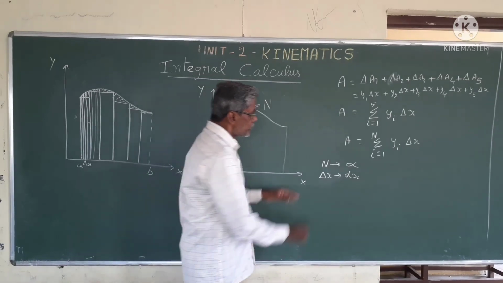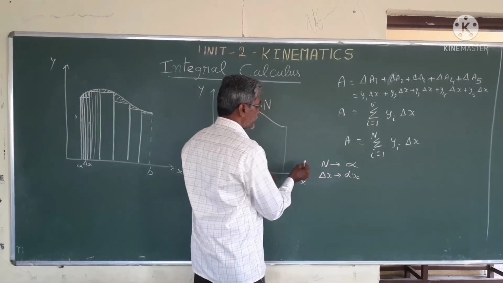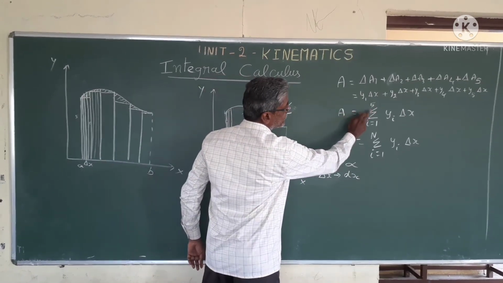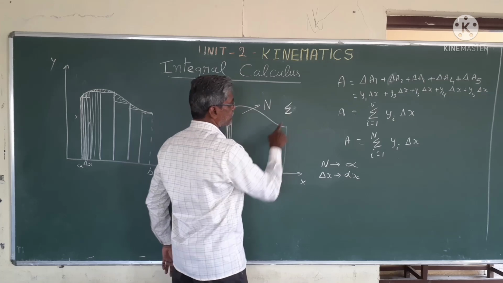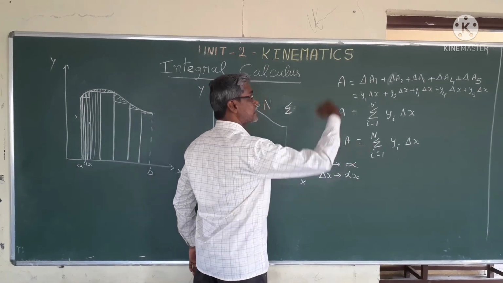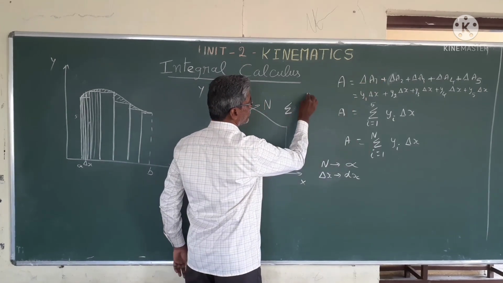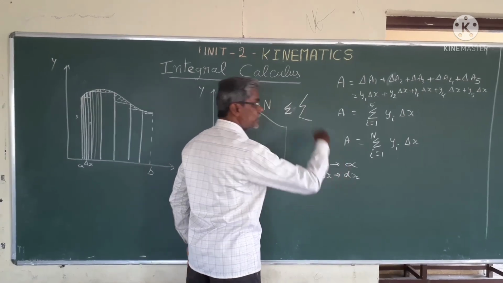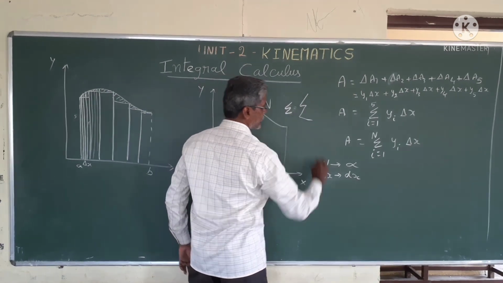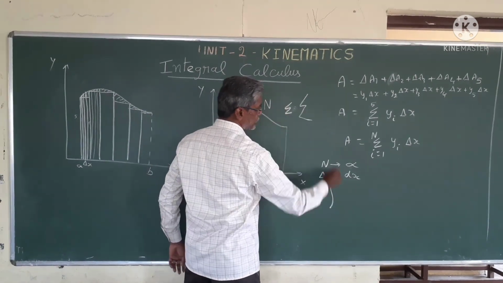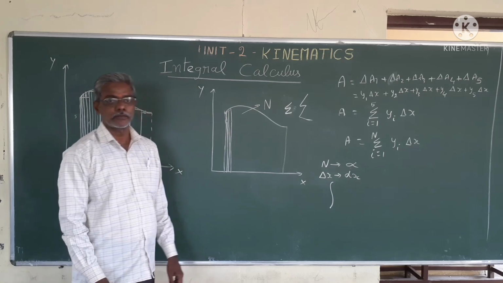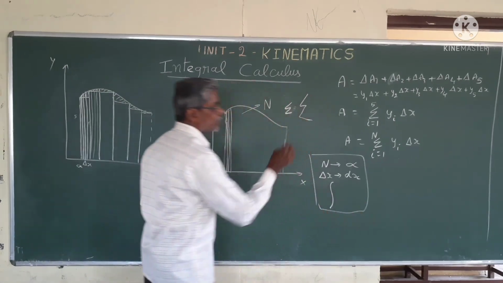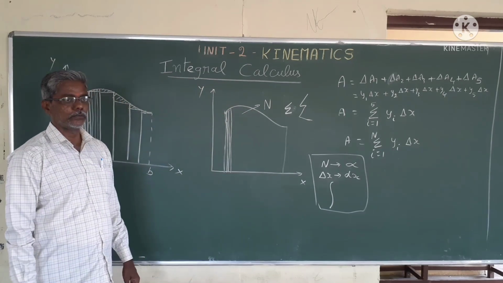Here, now if I add these things, that summation. So if I add n number of strips, the summation becomes like this. If I am adding infinity number of strips, it becomes what? The summation becomes what? Integration. Understood? So these are the 3 important things to find out the area under the curve.